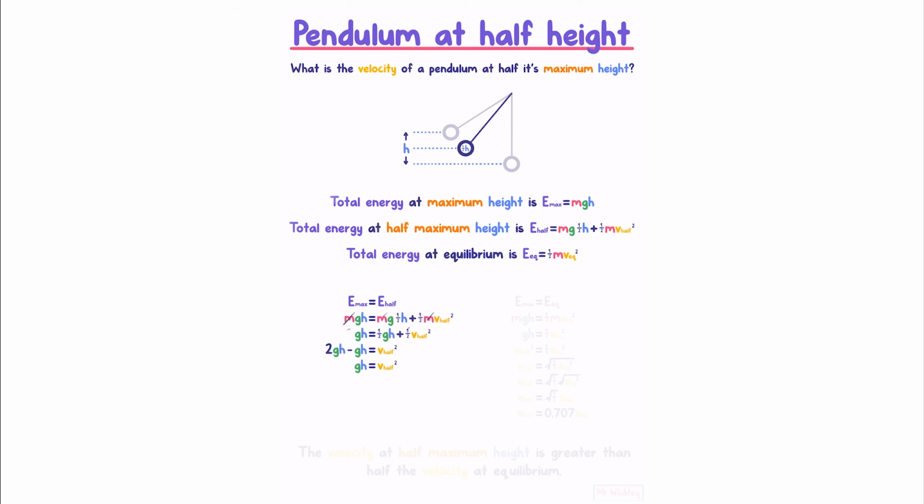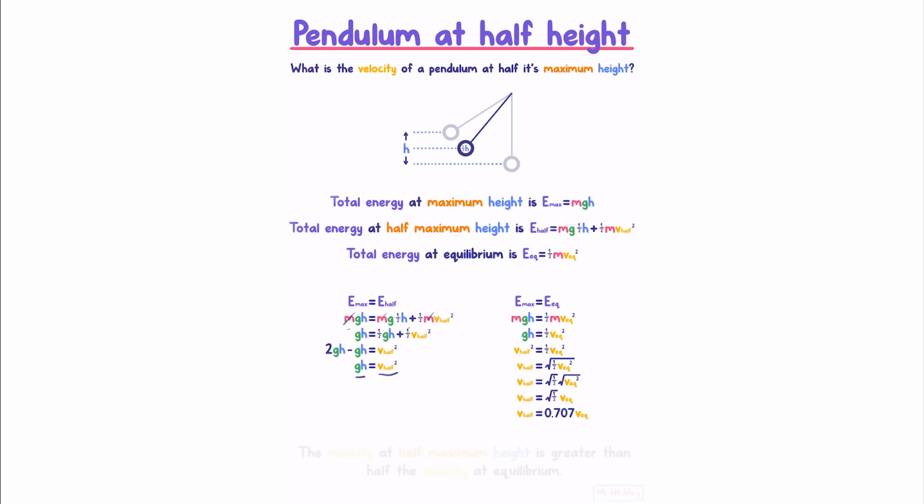And now, using conservation of energy once again, we can write that the energy at the maximum height is equal to the energy at equilibrium, where once again we defined the equations for each, dividing out our mass. Now knowing that gh is equal to v half squared, we can make that substitution, square rooting both sides, separating out our half and v equilibrium squared. We can write that v half is the square root of a half multiplied by the velocity at equilibrium, where the square root of a half is 0.707.